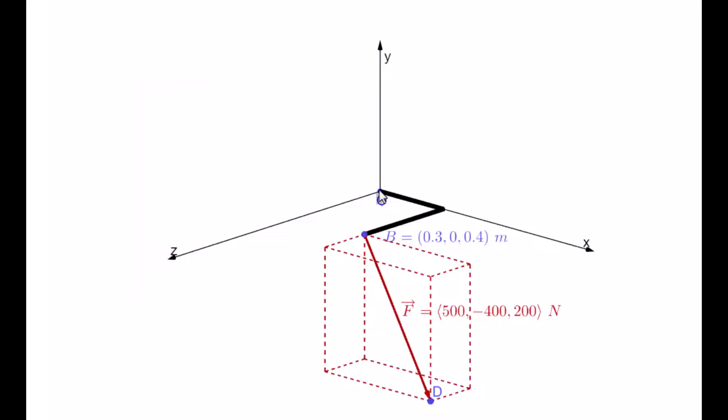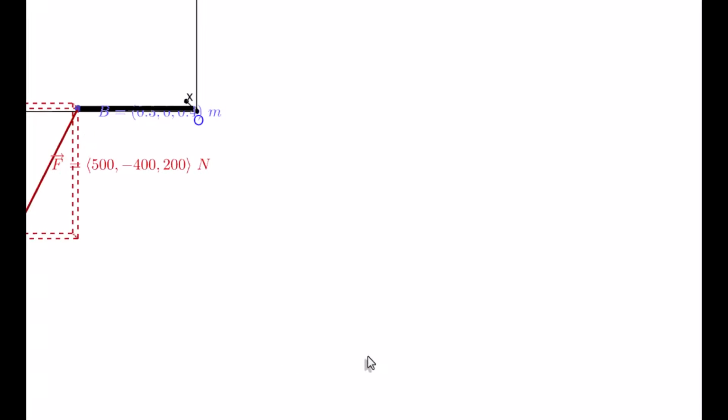We have a wrench, okay? So you could think of this as like a wrench along here, starting at B going over the x-axis, and maybe an extension going over here to point A. So you can think the nut is sitting maybe at point O. And we are going to apply a force with the components of 500 in the x-axis, negative 400 downward, and 200 in the z.